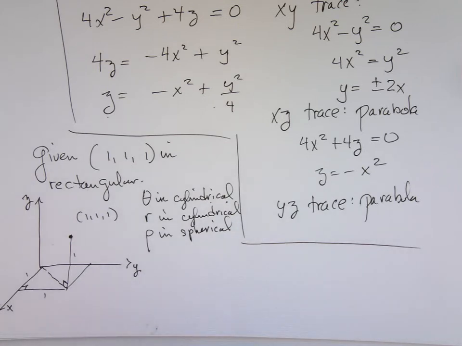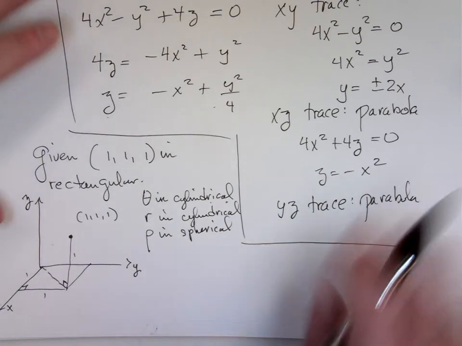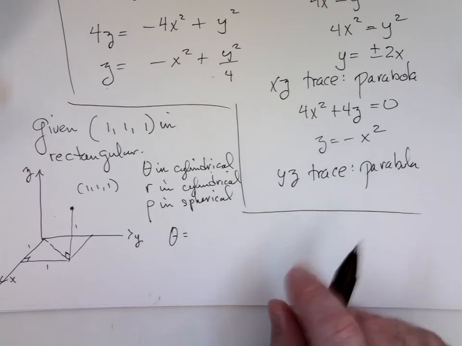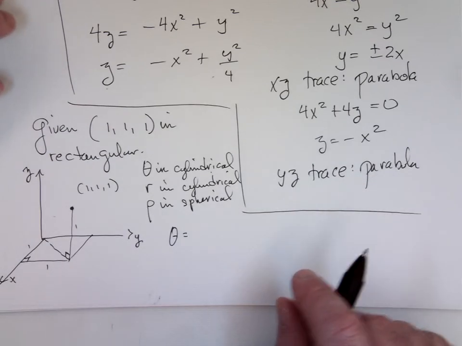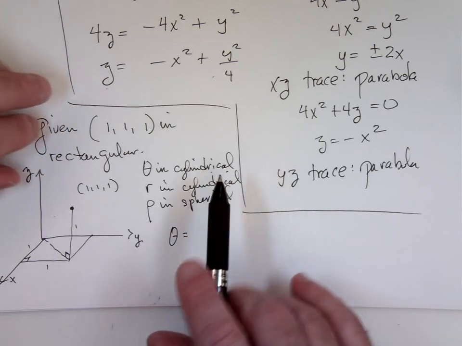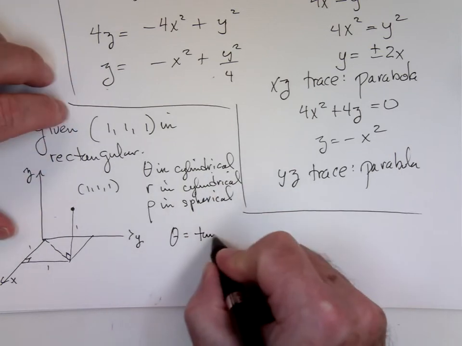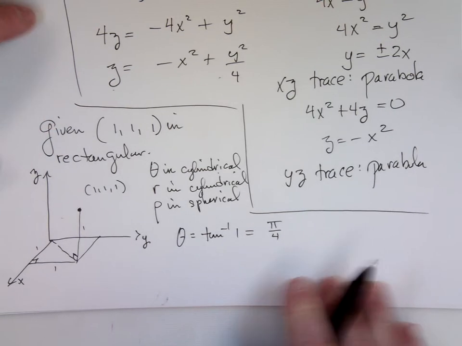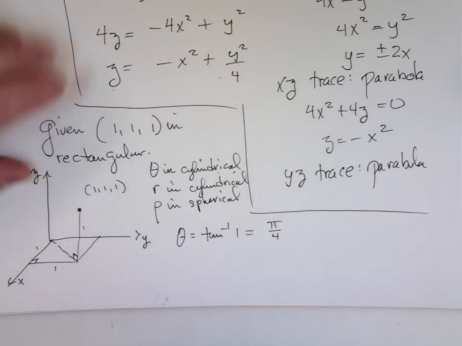So let's do them. What's theta? Pi over 4. Pi over 4 is correct. Wow, good deal. It's inverse tangent of 1, which is pi over 4. I didn't think anybody would actually solve for it, and you kind of surprised me there.